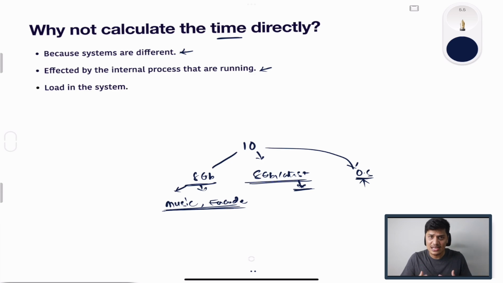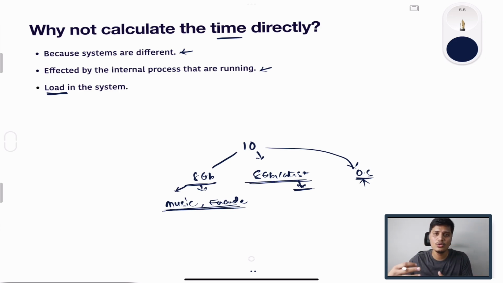So basically we have some load on the system which is impacting the amount of time taken by the algorithm to execute. That's the reason why we don't rely on calculating the time directly taken by the algorithm, because we have different systems available, and in each and every system the person might be doing some background work which can impact the amount of time taken by the algorithm. So those are the reasons why we will not rely on calculating the time taken by the algorithm directly.